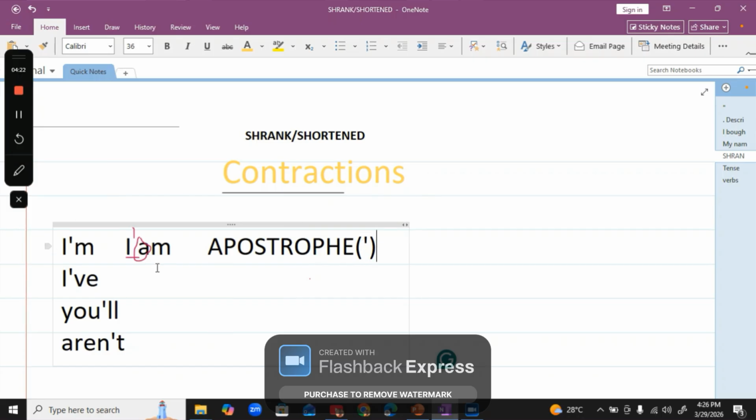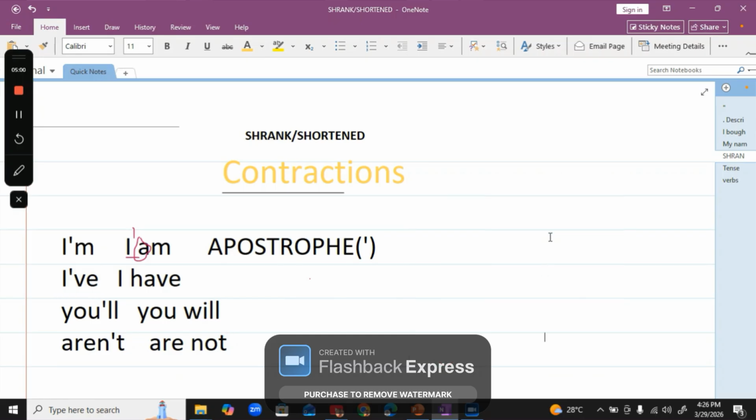So for I am, we will be using I'm. For I have, we will be using I've. For you will, it would be you'll. For aren't, what would you say? Are not. Easy. So contraction is an English grammatical procedure where you shorten two words by joining them and eliminating a few parts of the second word through the addition of an apostrophe.